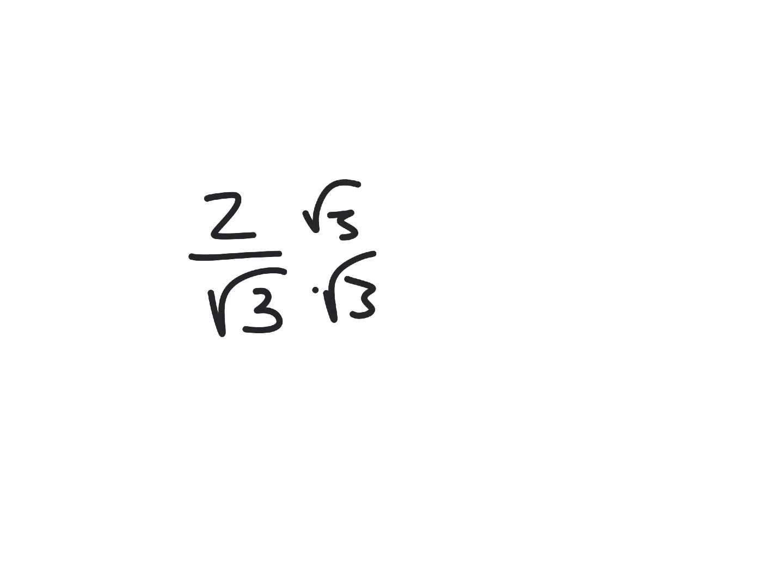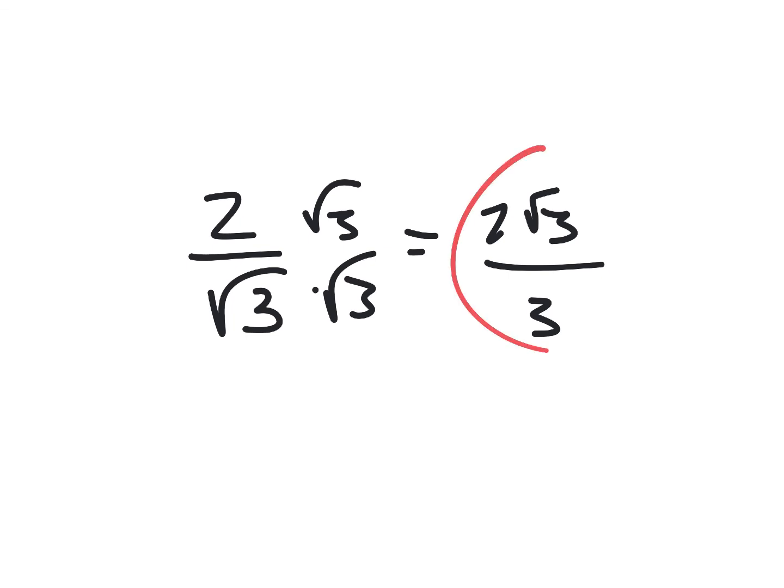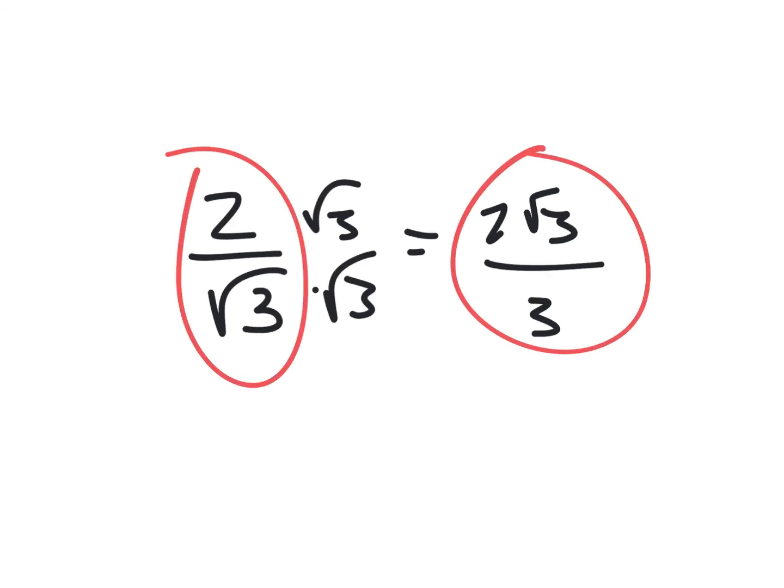Last tip of the day. If you had 2 over square root of 3, don't forget they can do this. 2 root 3 over 3 is the same. This is the same as that. Make sure you study tonight.